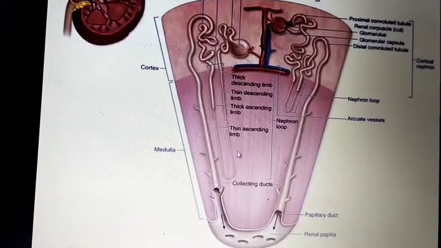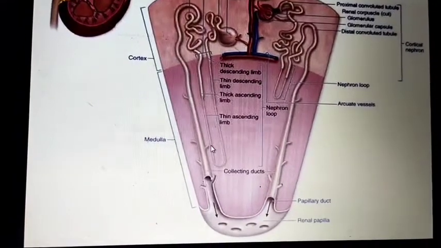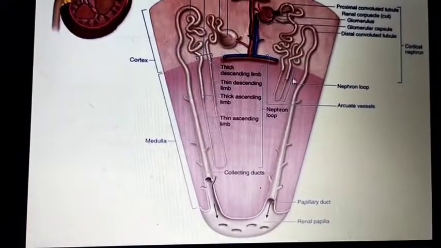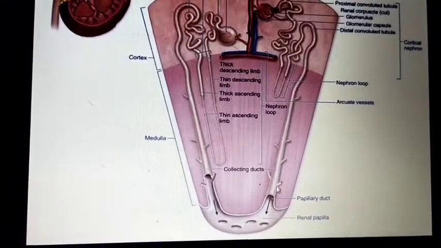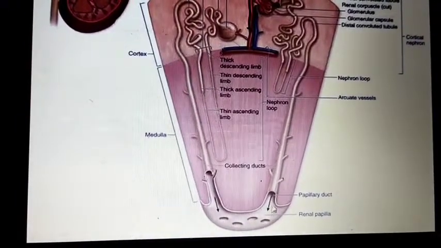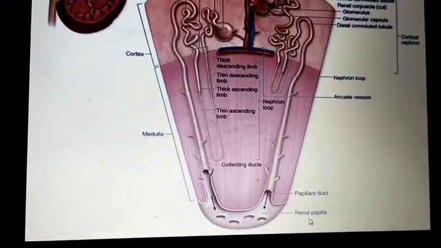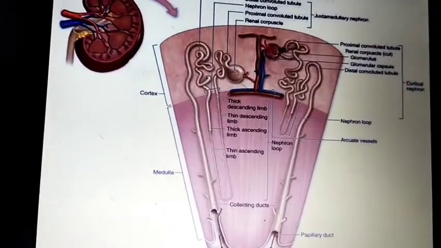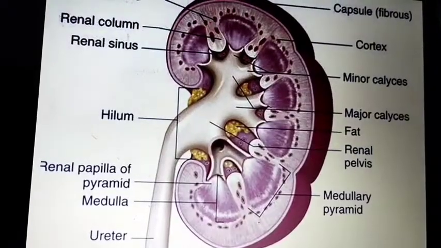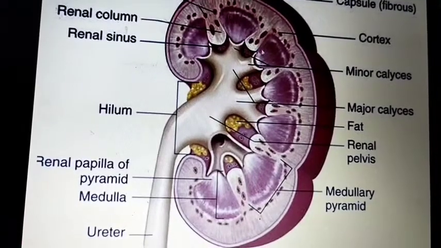These are the pyramids, and these papillary ducts or collecting ducts join together and form the renal papillae. Then the renal papillae open into the minor calyx of the kidney, like that. You can say this is a pyramid. It is present in the medulla.